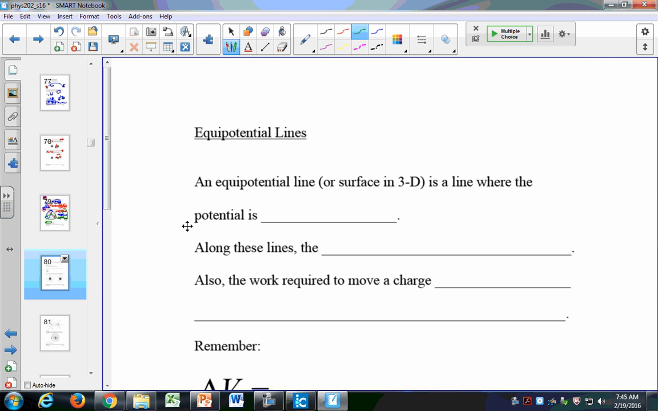All right, let's look at equipotential lines. Y'all did this back in lab 1, I think, or lab 2. But an equipotential line, in fact, I think we did this in chapter 0 when we were doing gravitational fields, but we see it again because electric fields are very similar to gravitational fields, which is the whole reason we did gravitational fields. An equipotential line, or a surface, if you're looking at it in 3 dimensions, is a line where the potential is the same or equal. Along these lines, the change in potential is 0.